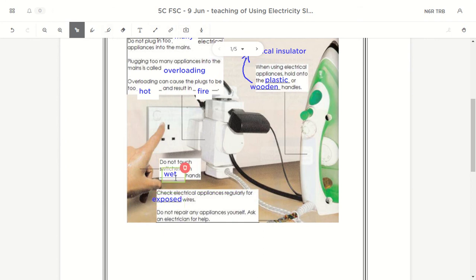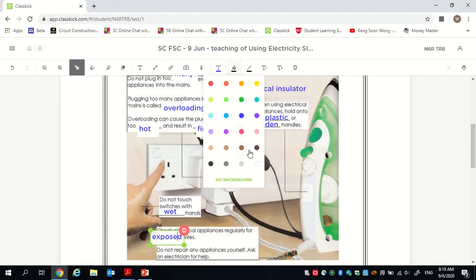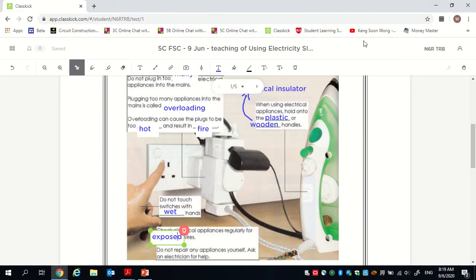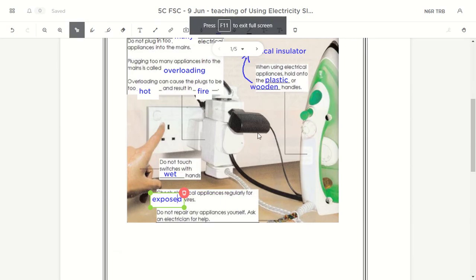So that is a bad thing, and that can cause injury. So make sure that when you are touching the electrical appliances, the wires are not exposed. Check the wires periodically, whether they are exposed or not. And if it's exposed, don't try to repair it yourself, bring it to an electrician.